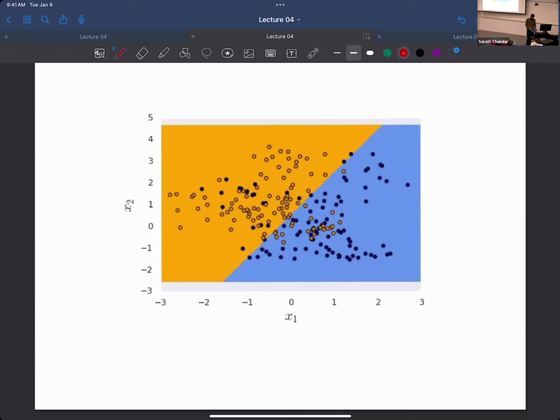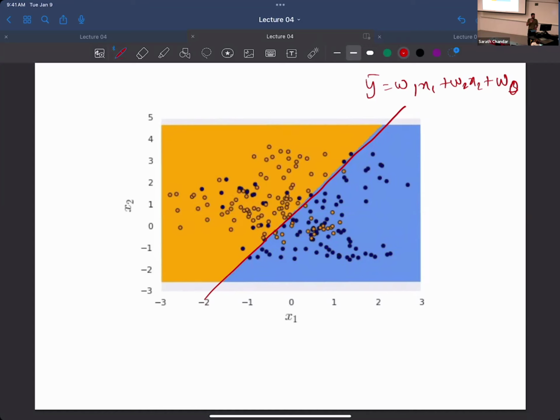In this example, my y hat is w1 x1 plus w2 x2 plus w3, or w0 if you want to call it. When I draw the y hat for given x1 and x2, the line looks like this. Anything above the line is orange, anything below is blue. And this looks a little bit better. Any questions so far?